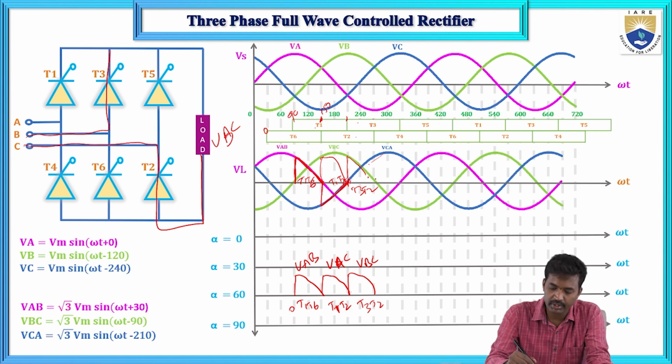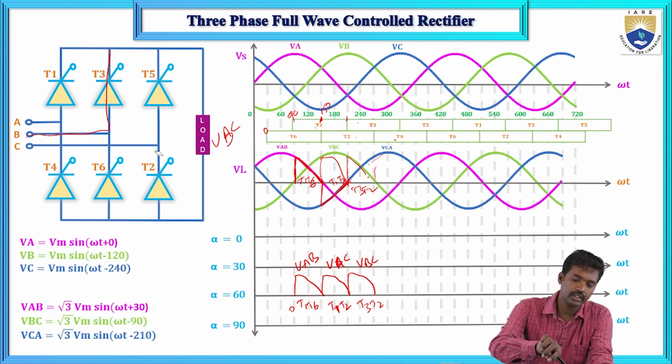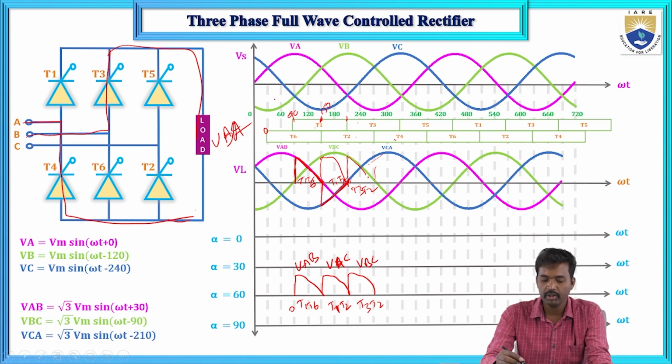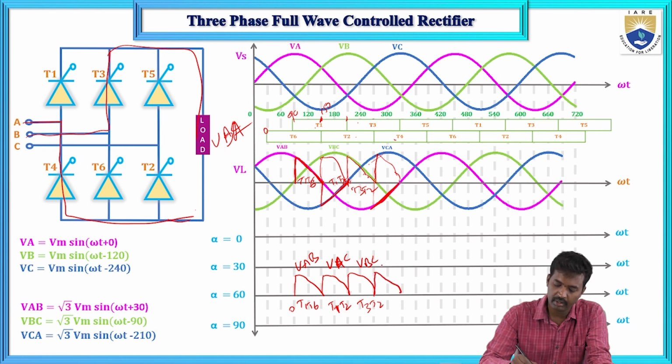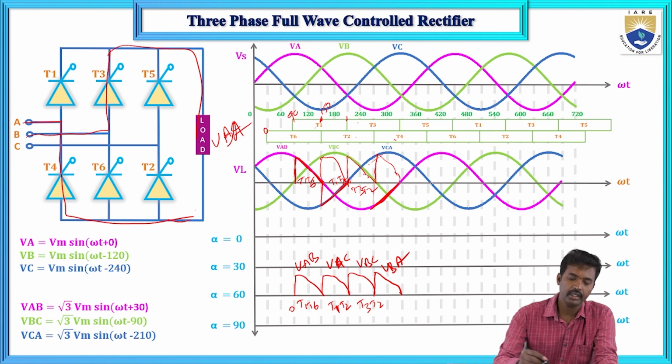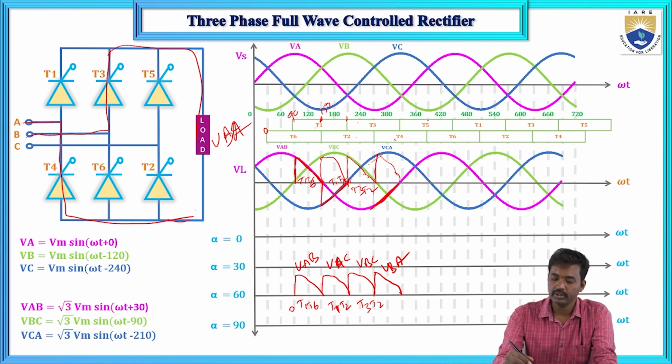And next during this duration, from 270 to 330, T3 and T4 will conduct. T3 and T4 thyristors will conduct means VB minus VA. VB minus VA means this is VAB. So this one will come like this, and this duration is opposite to this one, like this. So this is the VBA. And next this duration, and next 330 to 390.